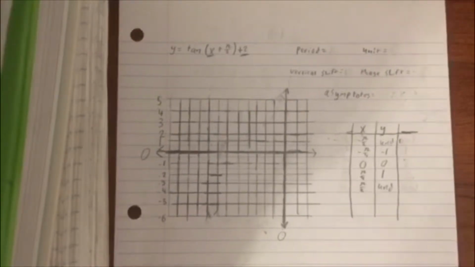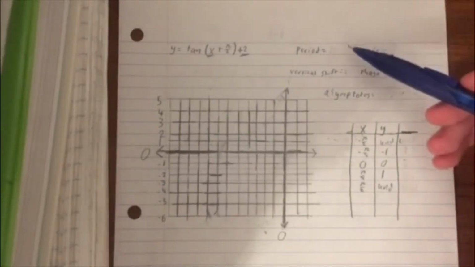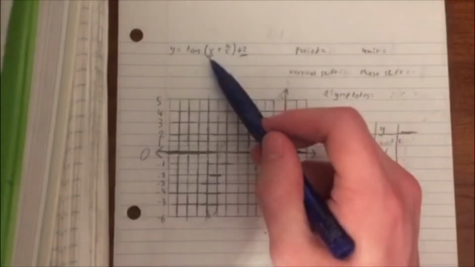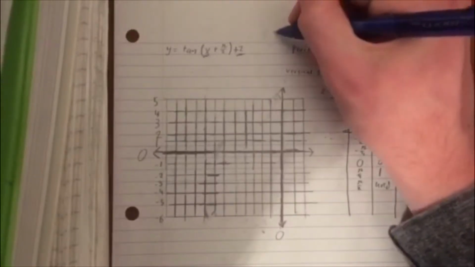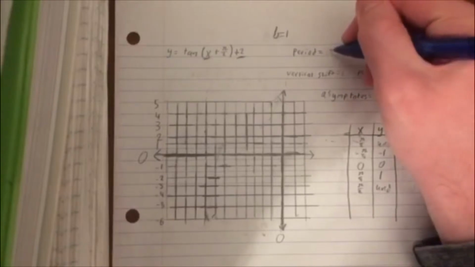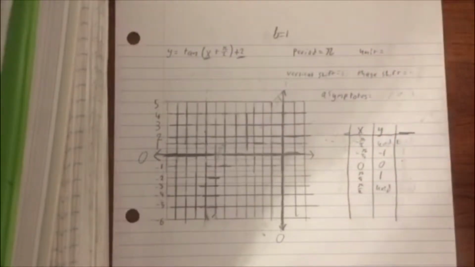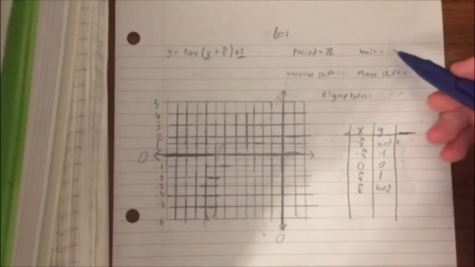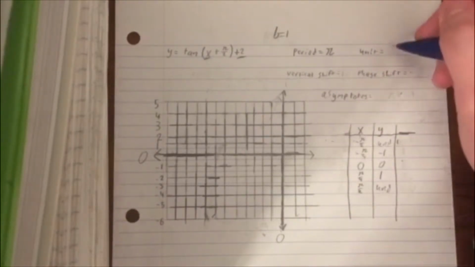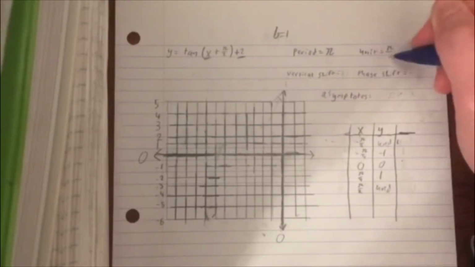So here we're given the problem y equals tan(x plus pi over 2) plus 2. First we're going to find the period, which is taking the b value, which in this case is 1, and we put it under pi. So it'd just be pi over 1, which is pi. Next we're going to find the unit. The unit you can find using the period. So unit is period over 4, so in this case it would be pi over 4.